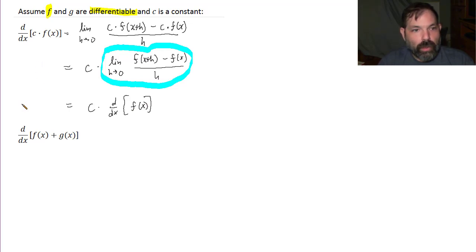All right, so here we have a new formula, d by dx of c times f of x. If we want the derivative of a constant times a function, we can bring the constant outside and just calculate the derivative of the function.